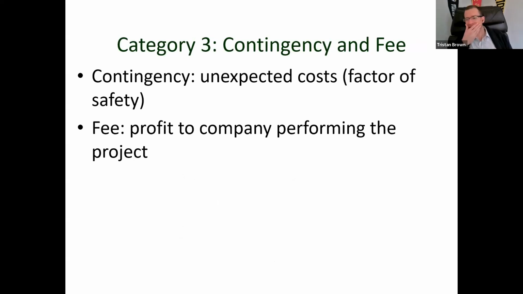There's contingency and fee, right? Classic example, like I was just talking about, contingency is going to be unexpected costs. This can be considered your factor of safety.